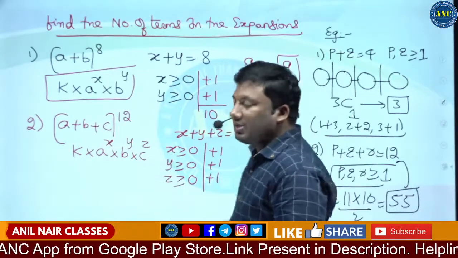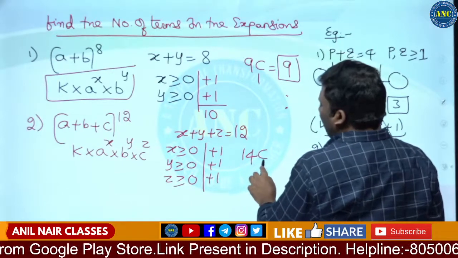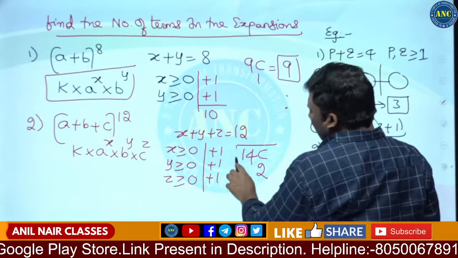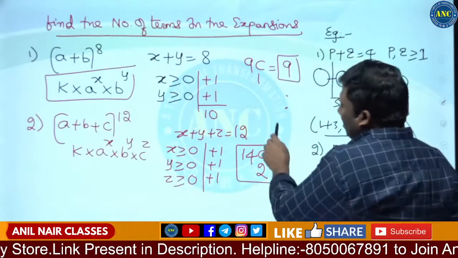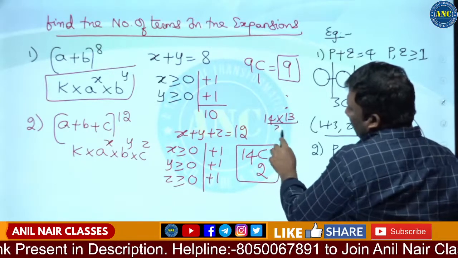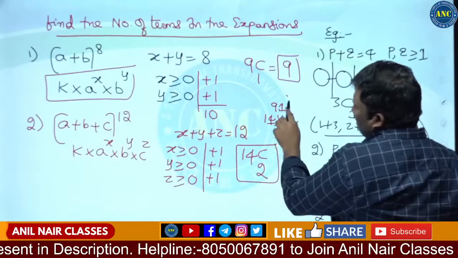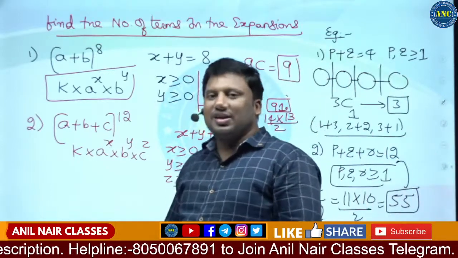If 15 balls are there on a line, how many gaps will be there? 14. 2 variables, 1 cut. 3 variables, 2 cuts. Totally, how many terms will be there in this expansion? 14C2. 14 into 13 by 2. Answer for this question is 91.